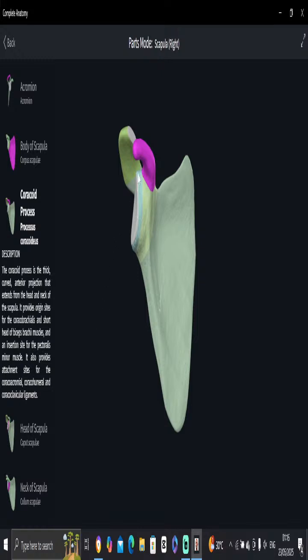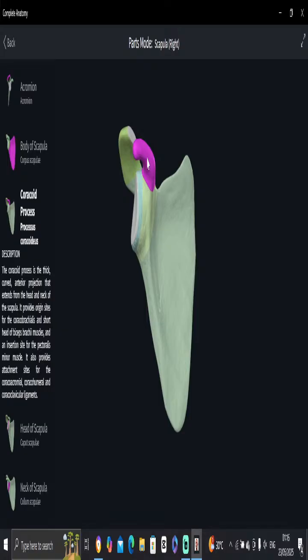Just like I said, if we have processes, it means muscles attached to it. Also, it is the insertion site for the pectoralis minor muscle. Also, a lot of ligaments like the coracoacromial, the coracohumeral, the coracoclavicular ligament all attaches to the coracoid process.